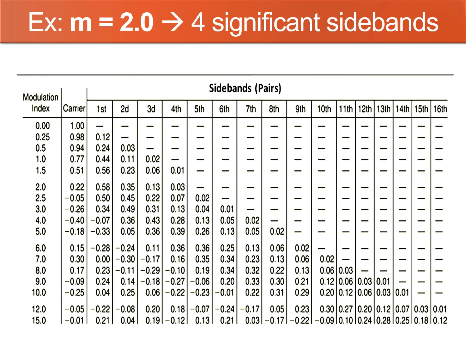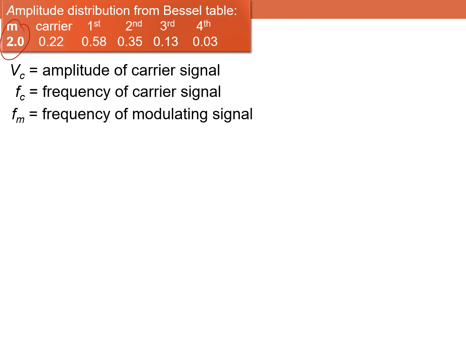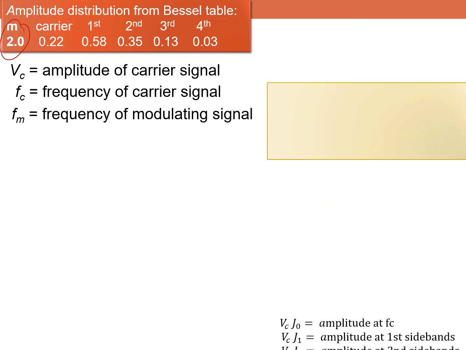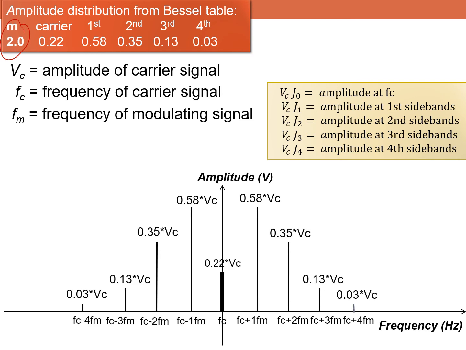So here is another example. M equals to 2, and the sidebands will be 4. So here is the frequency spectrum for M equals to 2. So we have Vc, the amplitude of the carrier, Fc, the frequency of carrier signal, and Fm is frequency of modulating signal. So here is the combination of the amplitude. And this is the complete set of the amplitude and frequency of M equals to 2.0.